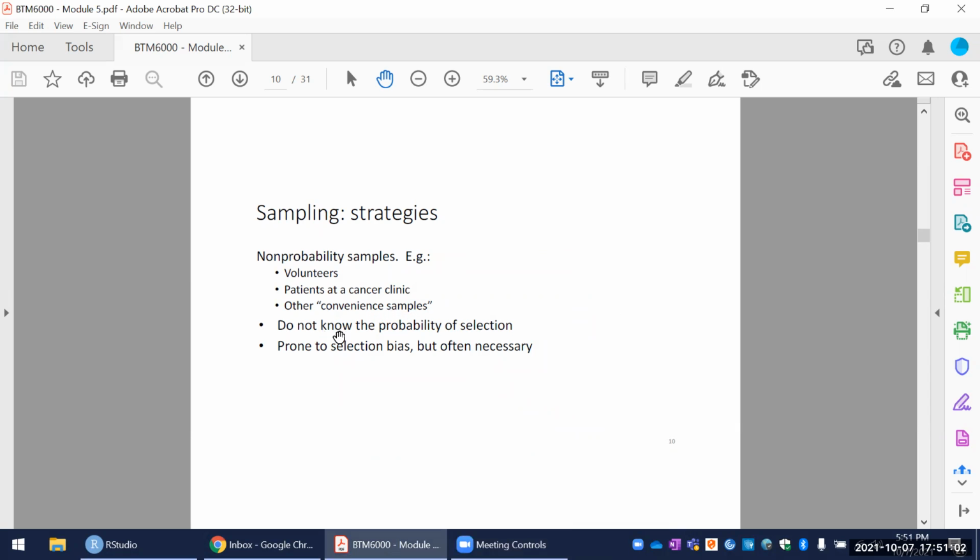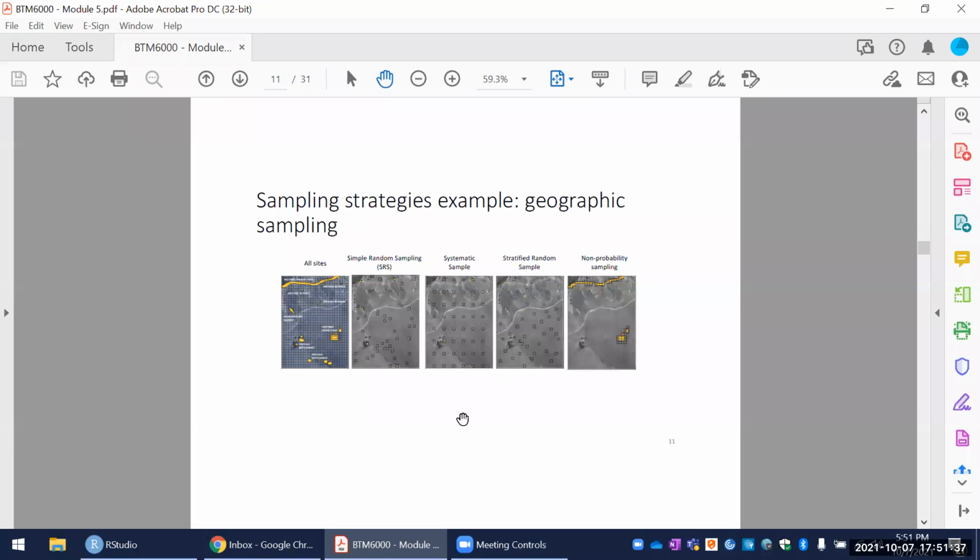The problem with these non-probability samples is that you do not know the probability of selection, so you cannot really quantify it or adjust for it. This selection bias is sometimes not avoidable, and it's really necessary that you accept it. Because you don't know the probability of selection, you can't really account for it or rectify it in a way.